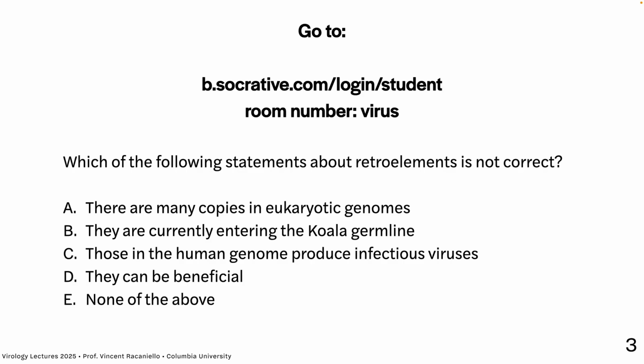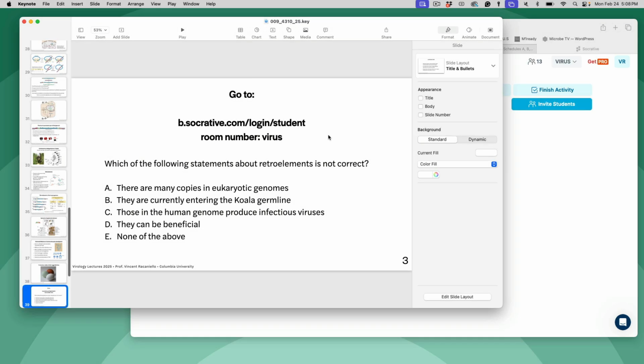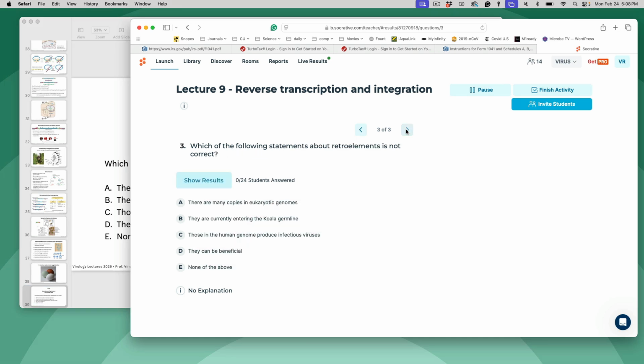Amazing, right? Another question here. Last one. Which of the following statements about retroelements is not correct? There are many copies in eukaryotic genomes. They are currently entering the koala germline. Those in the human genome produce infectious viruses. They can be beneficial. None of the above, which is wrong. What is your answer? My answer is C.